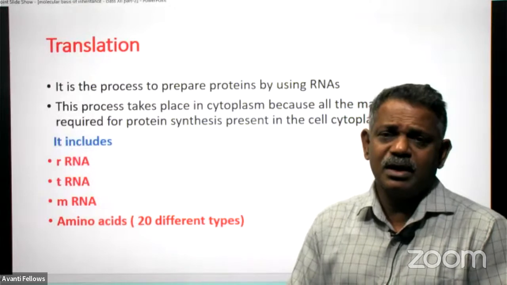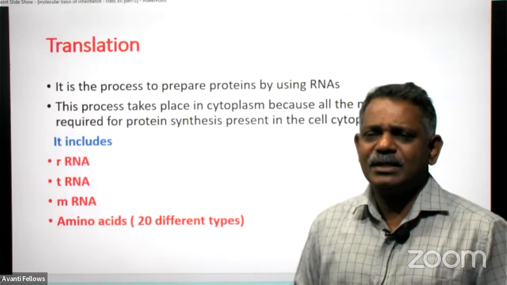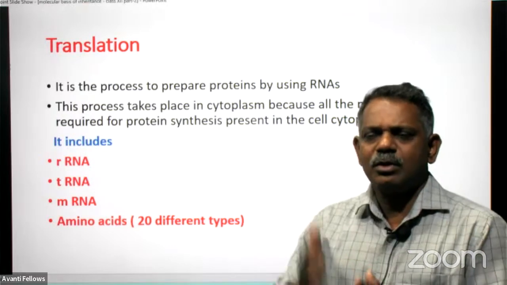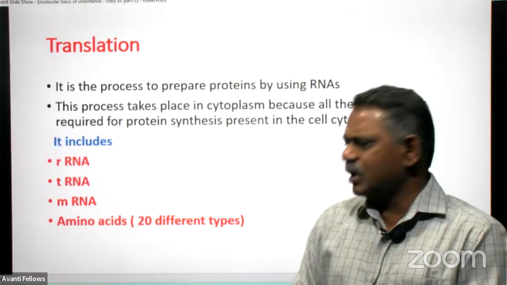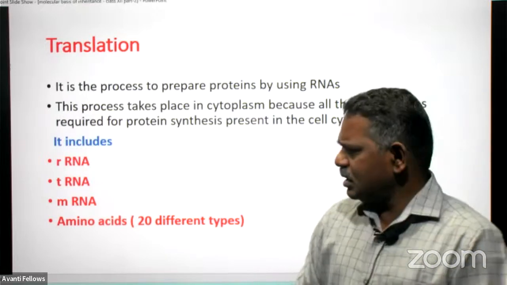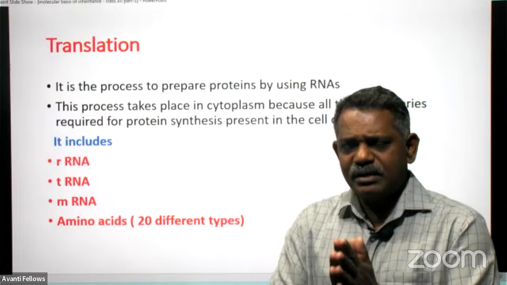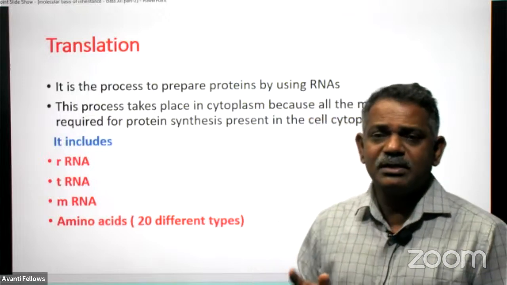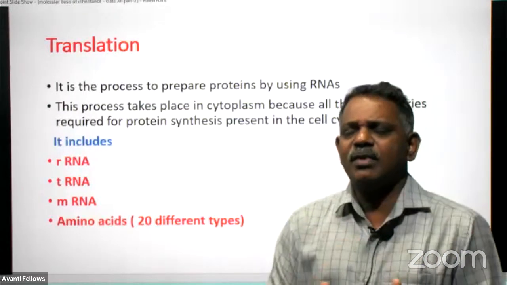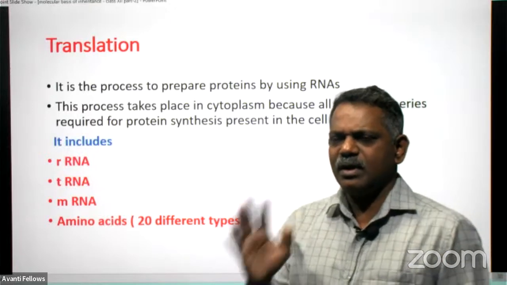Amino acids are abundantly available in the cell cytoplasm, because we get them from our digestive system whenever we take protein-rich food material. This protein undergoes the process of digestion and ultimately is converted into amino acids, and some amino acids can also be synthesized in our body. These amino acids are ultimately taken into the cell, so they are available in the cell cytoplasm. That is why we call the cell cytoplasm the amino acid pool.